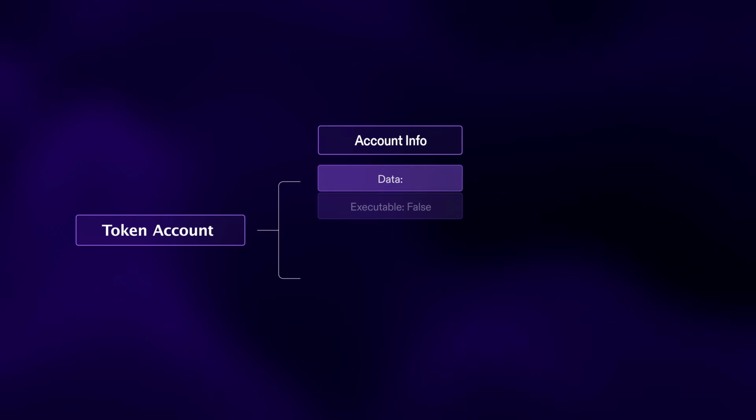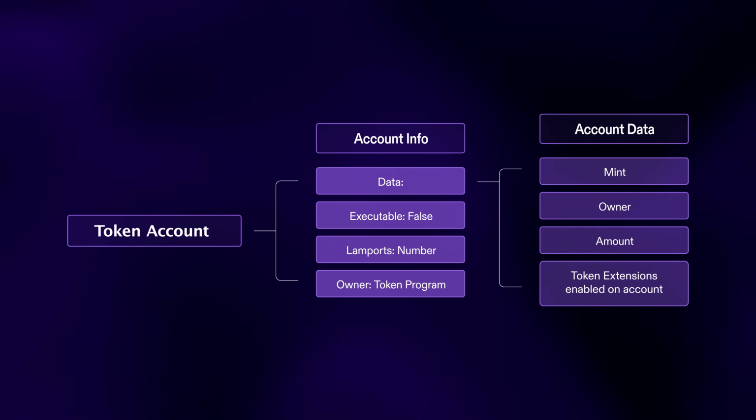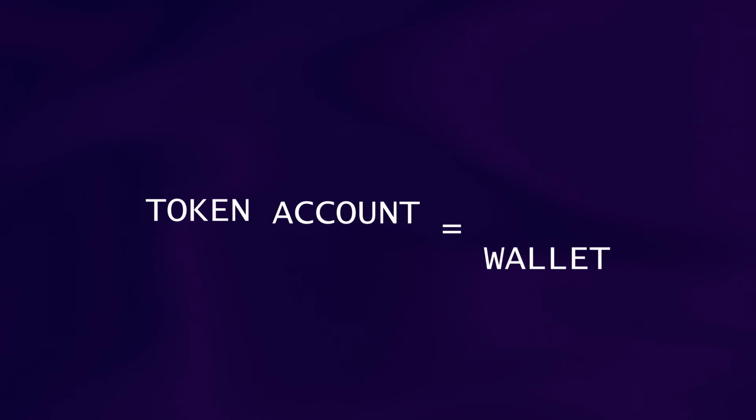Now, second, there's the token account. This is where tokens are actually held. It's like the wallet for that specific currency. It tracks a balance and points back to its mint, but also its owner. There can be millions of token accounts for a single mint, one for every user holding that token. The simple way to remember this, the mint is like the currency definition, and the token account is a wallet that's holding that currency.